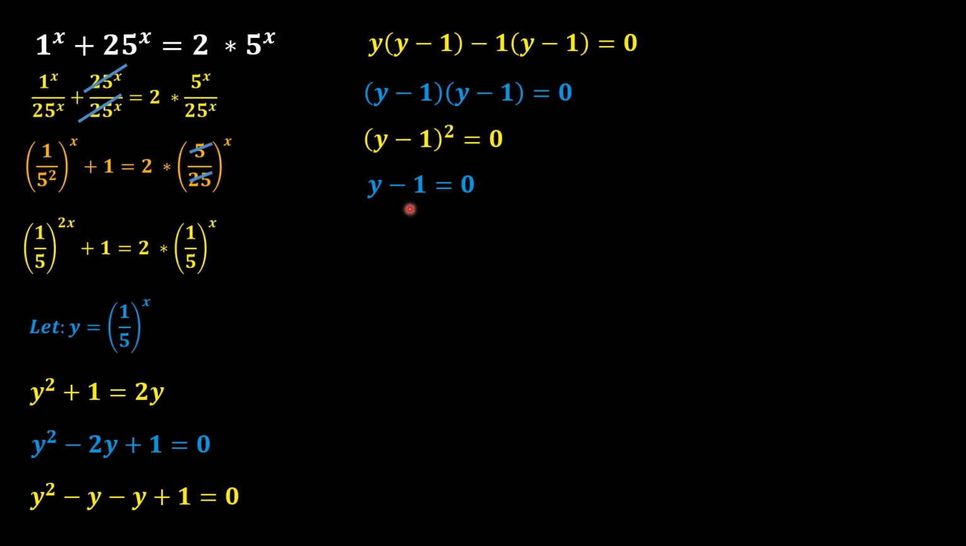Now this −1 will move from one side of the equation to the other side and convert into positive 1 from negative 1. And here we get the value of y by solving this quadratic equation.